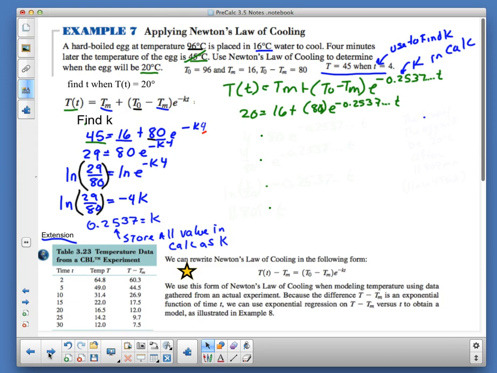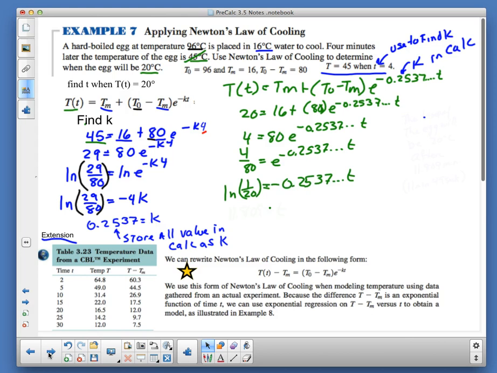Now again, just like we did before, we're going to subtract 16, so I got 4, and I'm going to divide by 80. So I got 1/20th really if I reduce. So I'm going to take the natural log of 1/20th, and I've got that negative 0.2537. Remember, that is a value in my calculator. That's why I got that dot, dot, dot there that I saved from over here where I said store it in your calculator. And now I'm going to divide my natural log by that value, and I'm going to find t is 11.809.